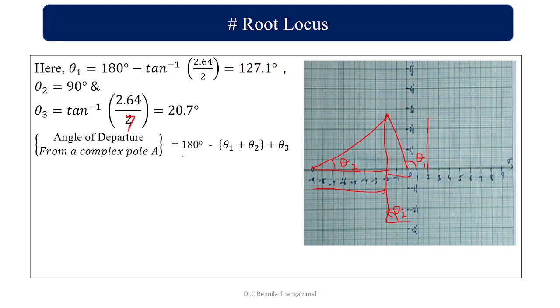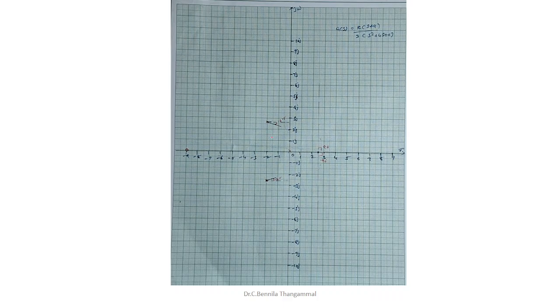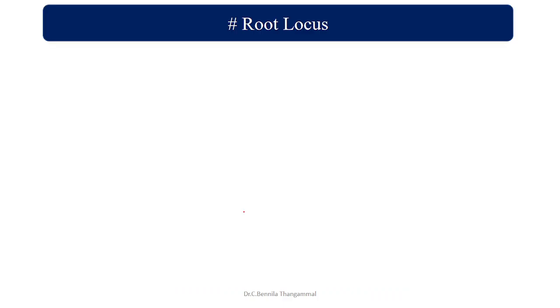So the formula is 180 degree minus of theta 1 plus theta 2 plus theta 3. So the total angle, angle of departure, is going to be minus 16.4 degree. So I will be drawing this minus 16.4 degree here as well as here. In both the complex poles I have drawn the 16.4 degree here.